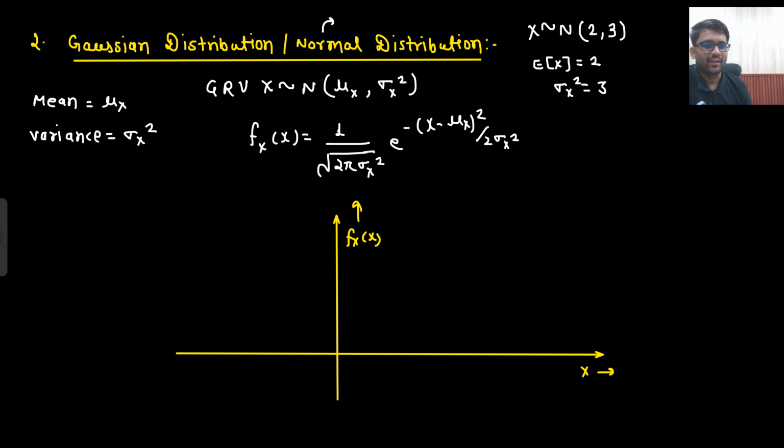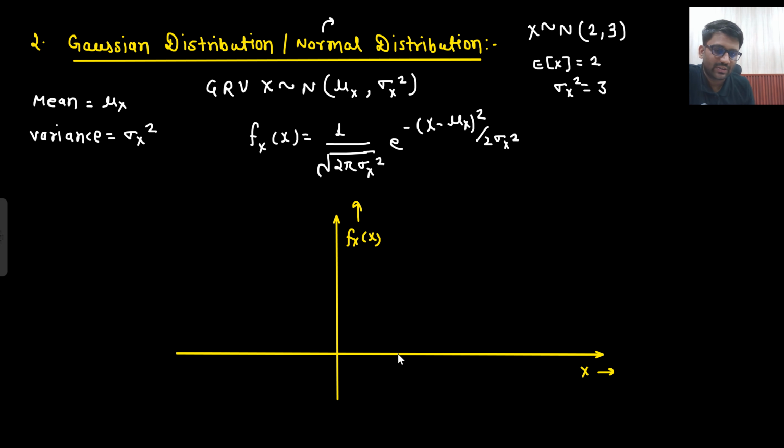Okay, we need to remember it anyhow. So what will be the amplitude at x equals to mu x? What I am asking, I am drawing the graph of fx of x. So at x equals to mu x, what you will be getting? If you put mu x here, what will it be? It will become 0. So e to the power 0 is 1.